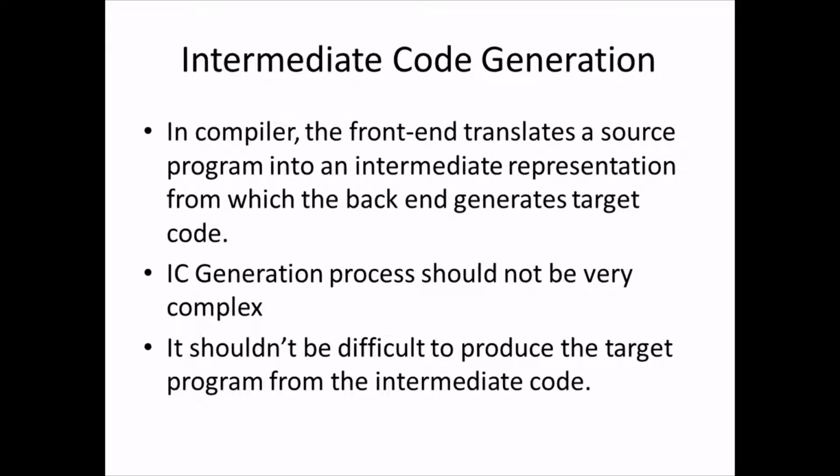Next topic is intermediate code generation. In a compiler, the front end translates a source program into an intermediate representation from which the backend generates target code. So, the input of the compiler will be a source program, and the output will be target code. Intermediate code generation process should not be very complex. It should not be difficult to produce the target program from the intermediate code.